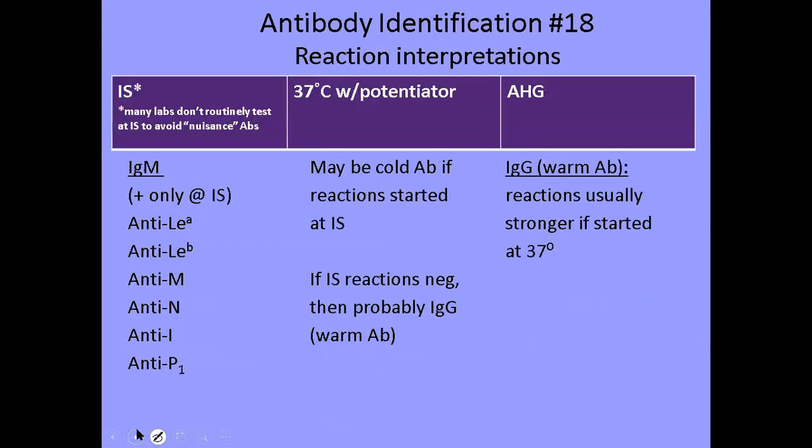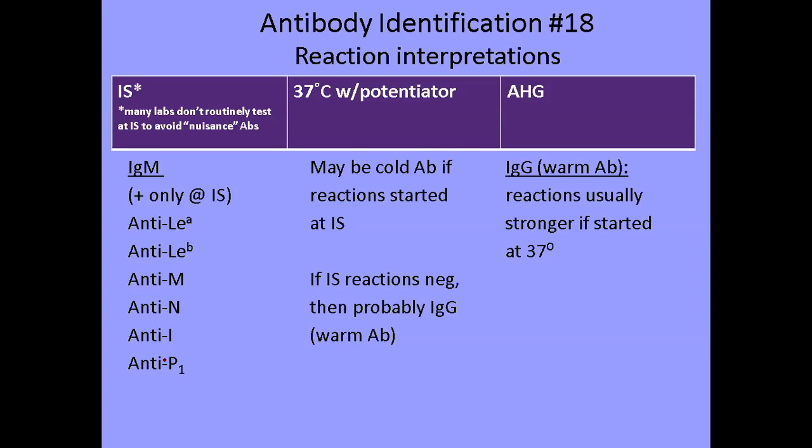All right, so here's a couple of rules with our 3 phases. So remember, immediate spin, you add everything to the tube, you centrifuge, you read. I want to tell you guys again, many clinical labs do not do immediate spin testing. They don't bother because they're picking up on IgM antibodies that are only reacting at immediate spin, and they're nuisances. So why aren't they going to test? Because if it's not reacting at 37, why do I even need to know about it? And once I know about it, then I have to identify it. Okay, and it really doesn't have an impact on transfusion unless it's reacting at 37 degrees or AHG.